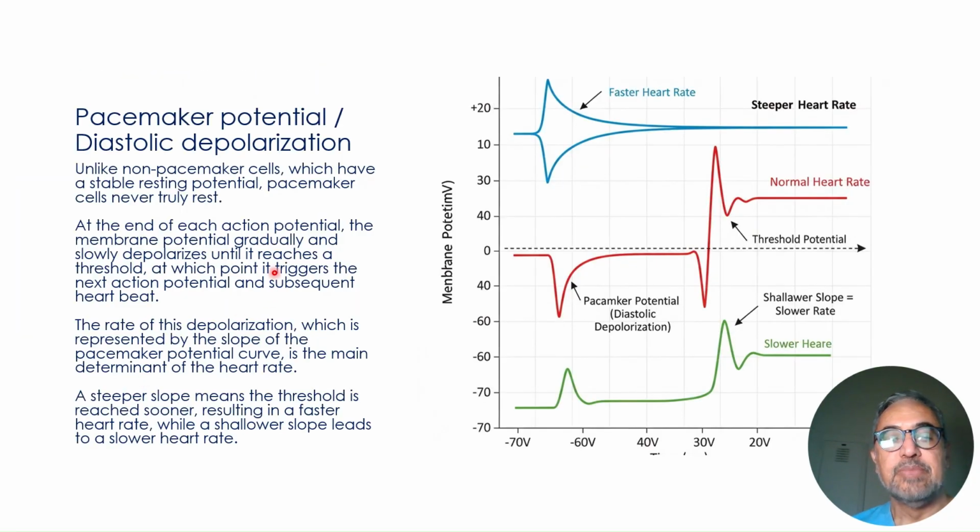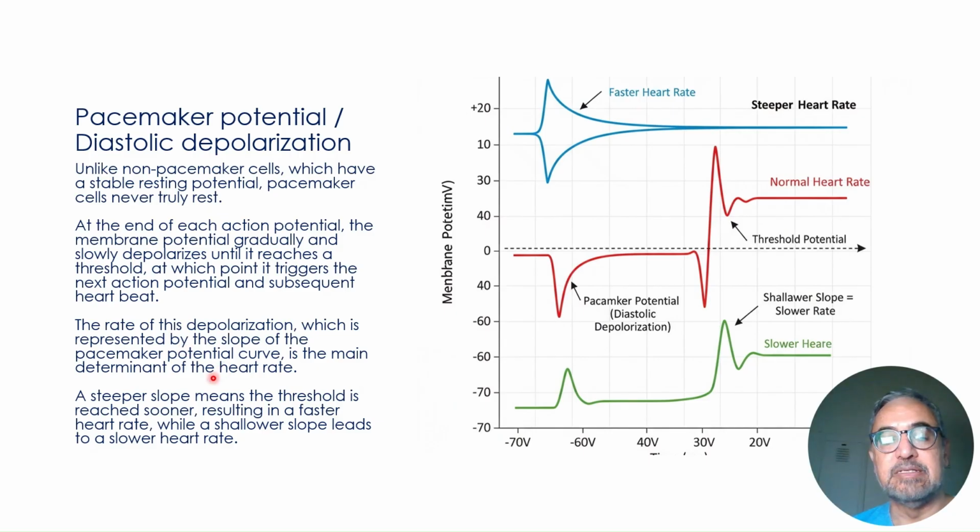Pacemaker potential is diastolic depolarization. Unlike non-pacemaker cells, which have a stable resting potential, the pacemaker cells never truly rest. At the end of each action potential, the membrane potential gradually and slowly depolarizes until it reaches a threshold, at which point it triggers the next action potential.